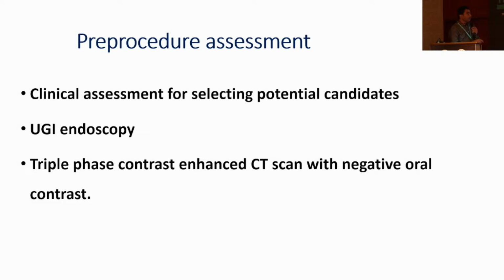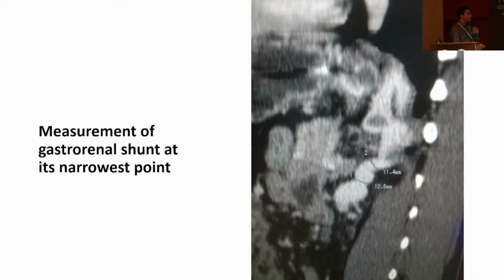So I'll showcase a few examples which have been done at our institute. Any patient with isolated gastric variceal bleeding who underwent endoscopic therapy and continues to have a recurrence should undergo a triple phase CT with negative contrast to delineate the afferent and efferent pathways. This is one of our patients where the gastric varices were initially treated with endoscopic glue injection, and the patient continued to have bleeding.